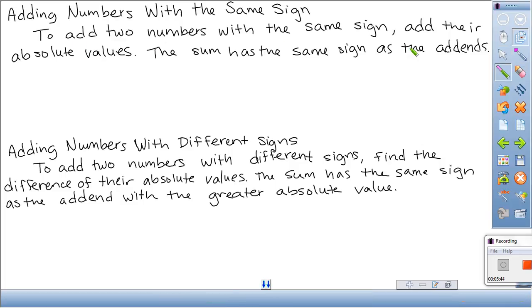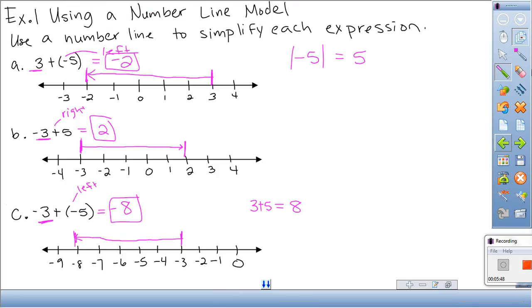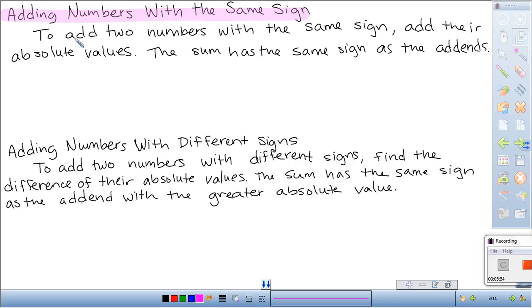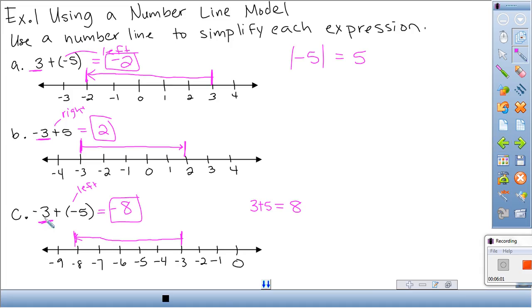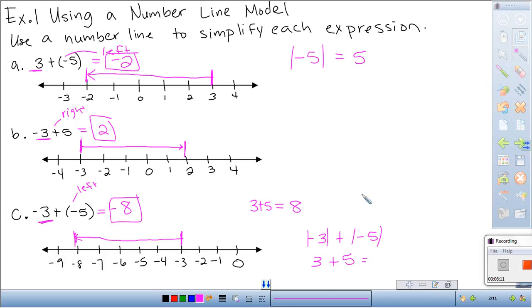The first rule is adding numbers with the same sign. So that'd be like this problem down here. They have the same signs. What did we do? We added them together and we kept the sign. And that's really what this says. It just says it a little more wordy. To add two numbers with the same sign, add their absolute values. That's what we did. The absolute value of negative 3 plus the absolute value of negative 5. Well, the absolute value of negative 3 is 3, plus the absolute value of negative 5 is 5. So it's just like adding 3 plus 5.